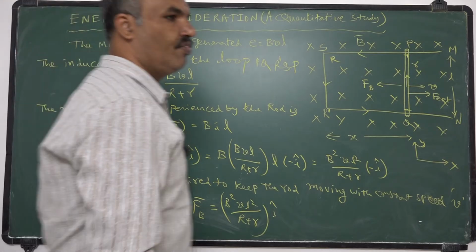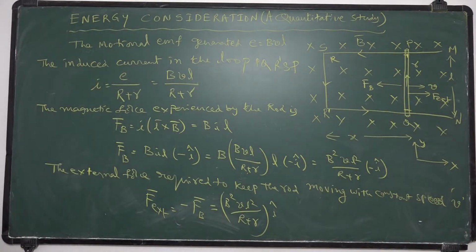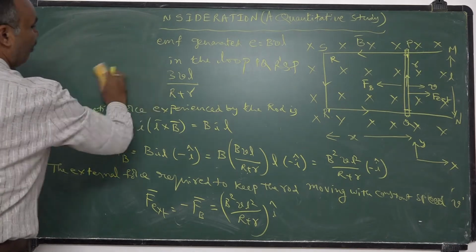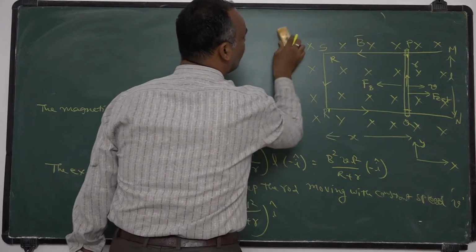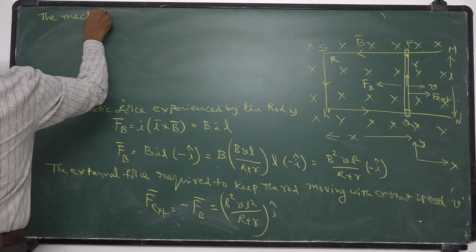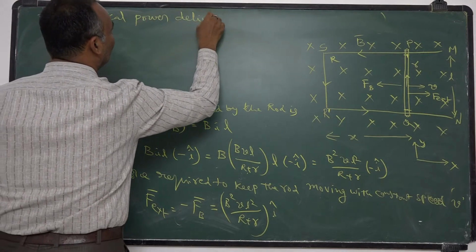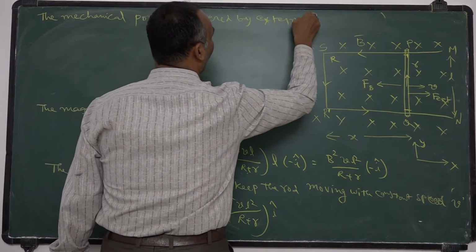Now, if I want to calculate the power required, the mechanical power delivered by the external agent in pulling the rod over the loop, the mechanical power delivered by external agent.